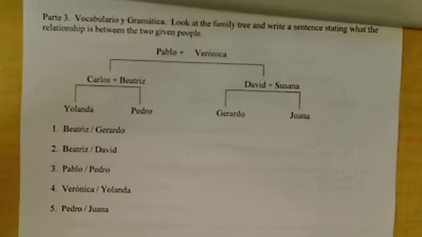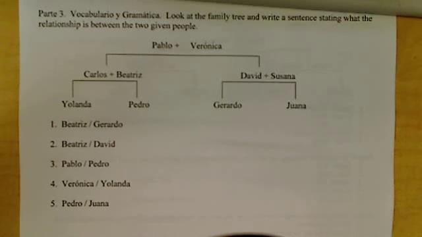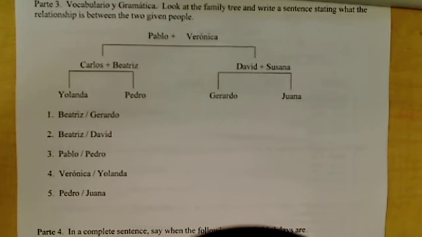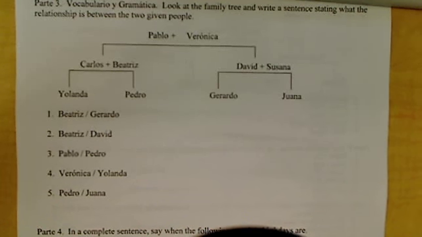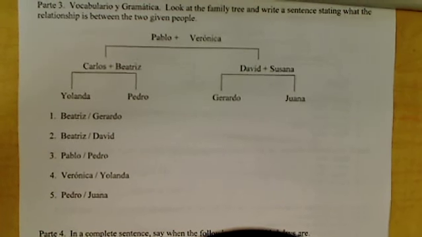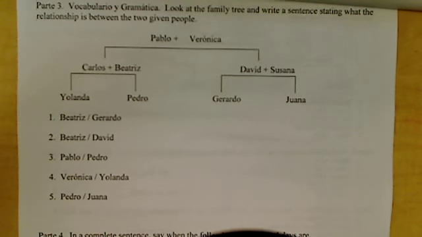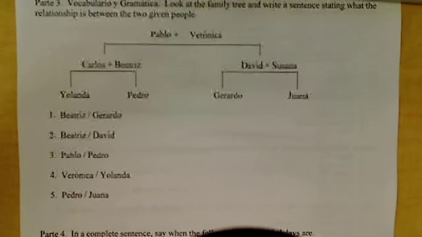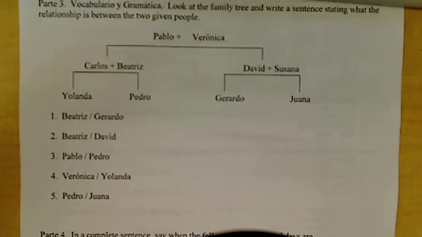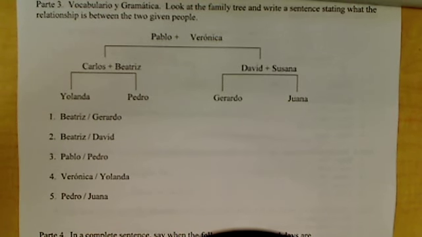The directions are to look at the family tree and write a sentence stating what the relationship is between the two given people. Number 1, Beatriz and Gerardo. Beatriz is in the middle left, and Gerardo is towards the bottom right. So Beatriz is the aunt of Gerardo: Beatriz es la tía de Gerardo. And what's Beatriz's relationship to David? We'll call her the sister. So Beatriz es la hermana de David.